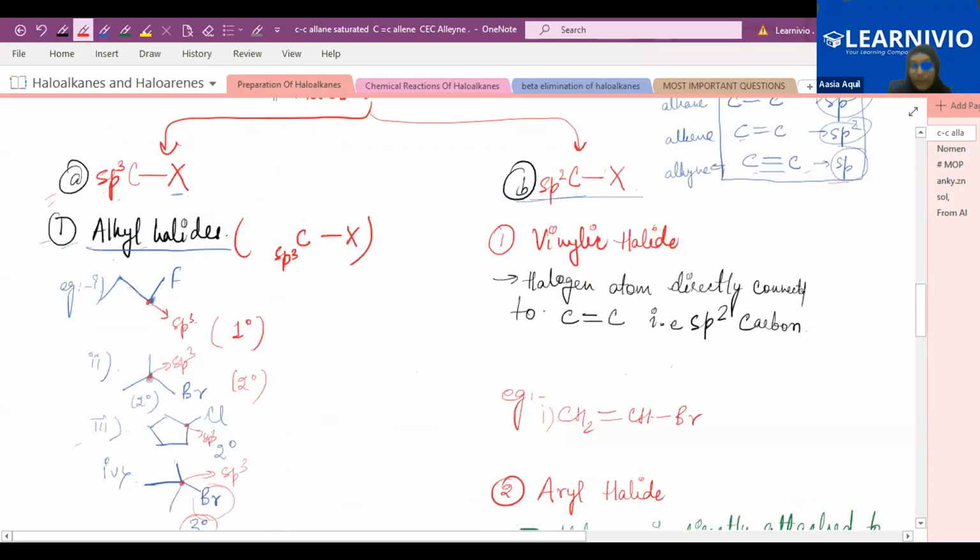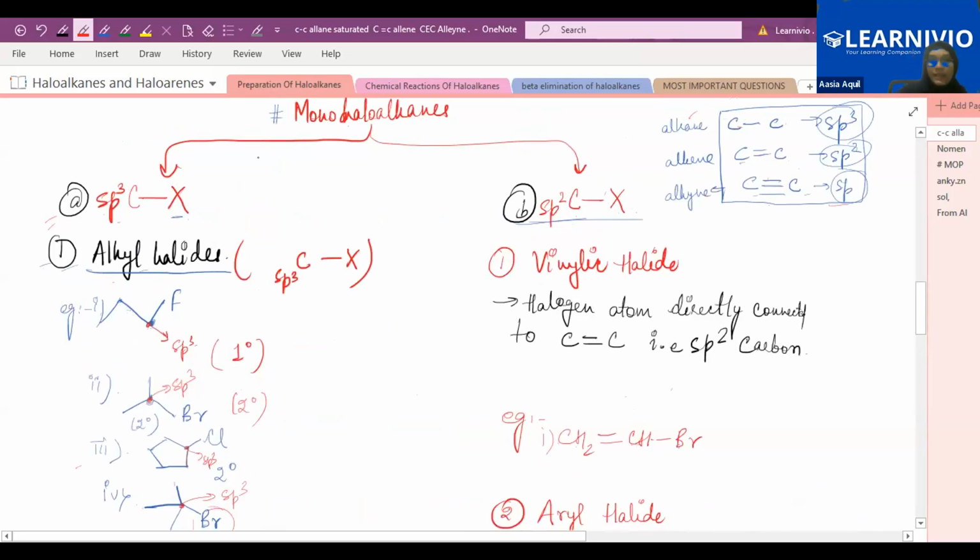The second type is when the halogen atom is attached to an sp2 hybridized carbon. So first is your benzylic halide. Sorry, vinylic halide. When the halogen is directly attached to an sp2 hybridized carbon, this is known as your vinylic halide.